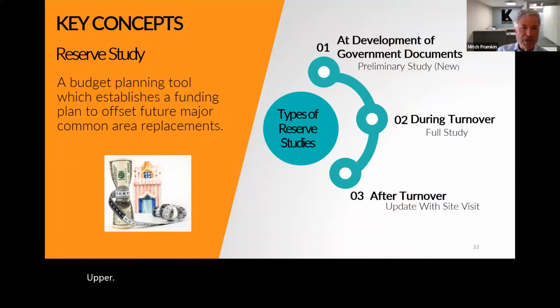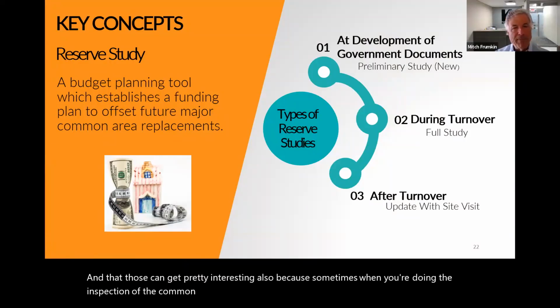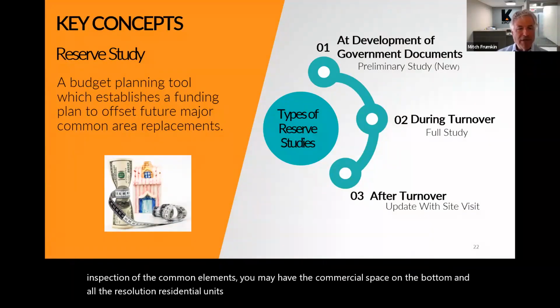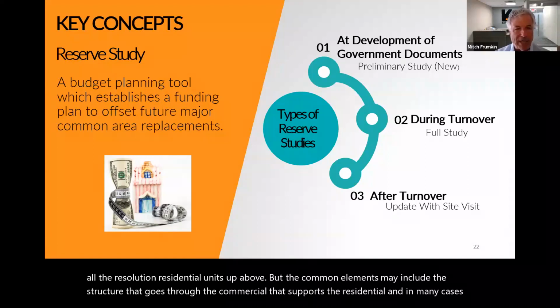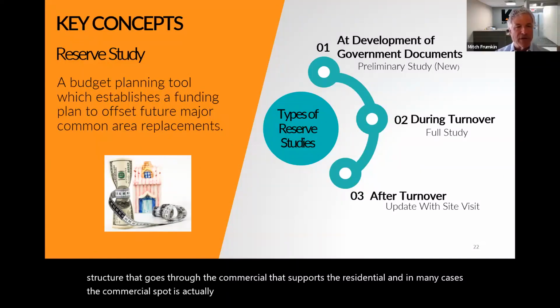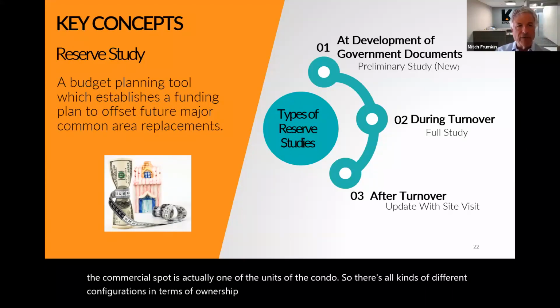And those can get pretty interesting also, because sometimes when you're doing the inspection of the common elements, you may have the commercial space on the bottom and all the residential units up above, but the common elements may include the structure that goes through the commercial that supports the residential. And in many cases, the commercial spot is actually one of the units of the condo. So there's all kinds of different configurations in terms of ownership when you start getting involved with mixed use with commercial and residential. Right.